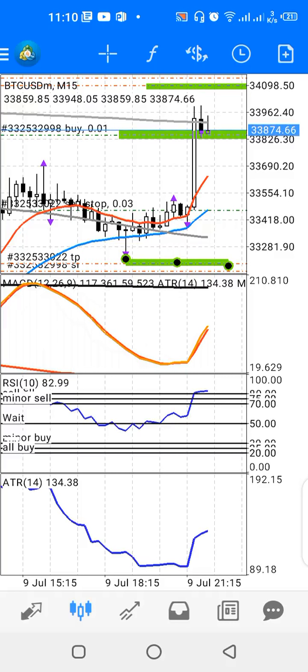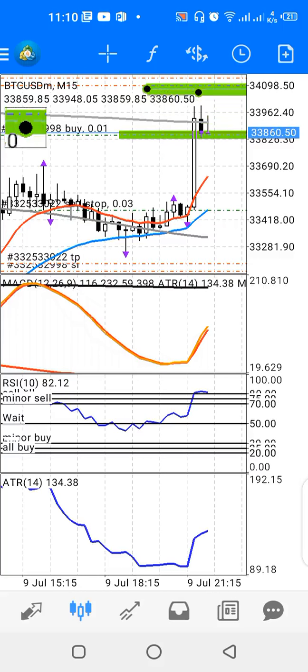Now the first trade is 0.01. The take profit is 250 points. If your price for the first trade is 33,848, for instance, adding 250 points to that will give you 34,098. That's just an example.